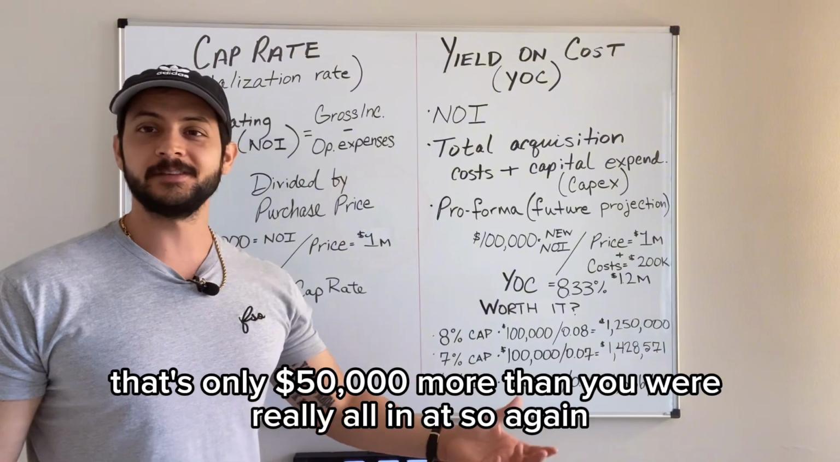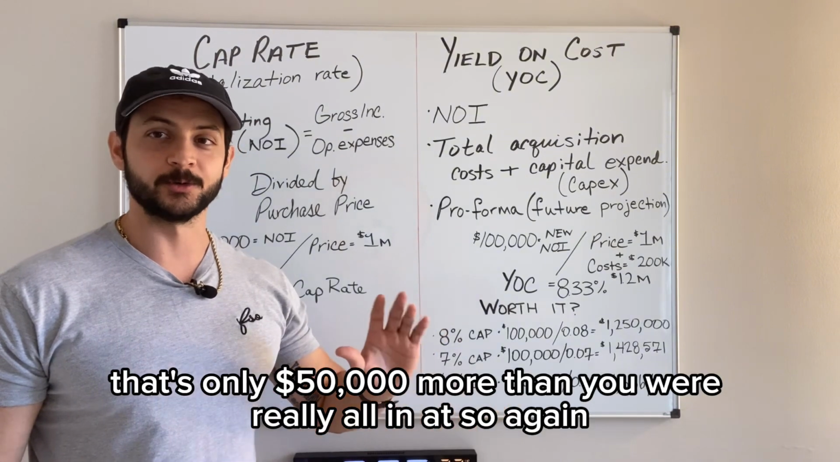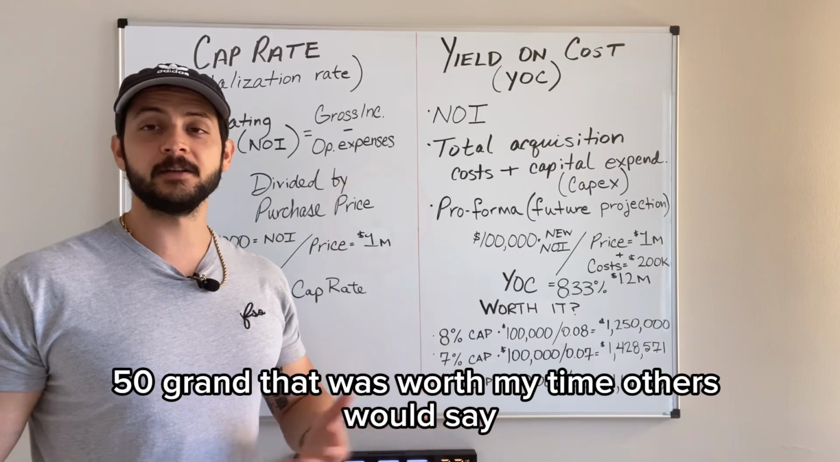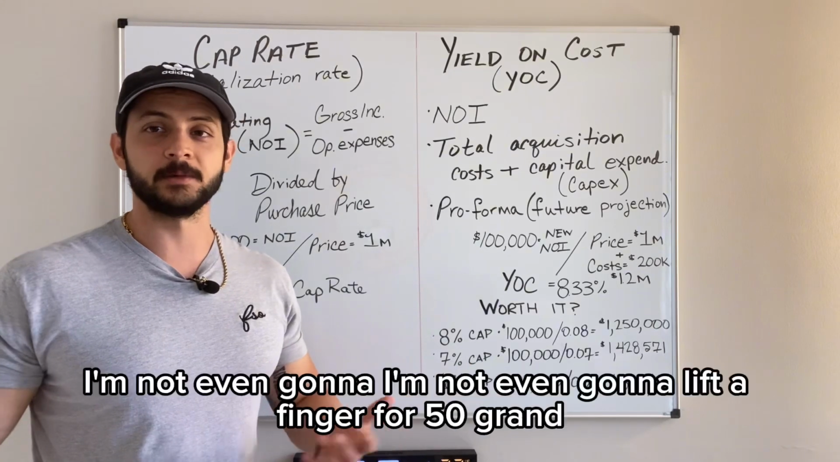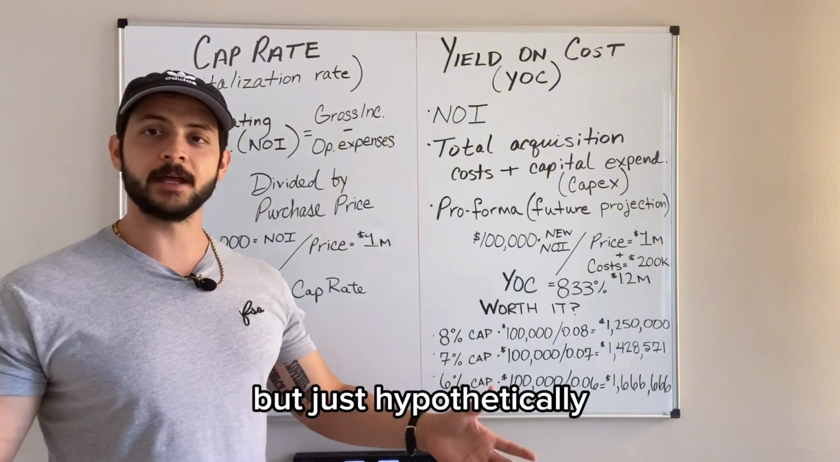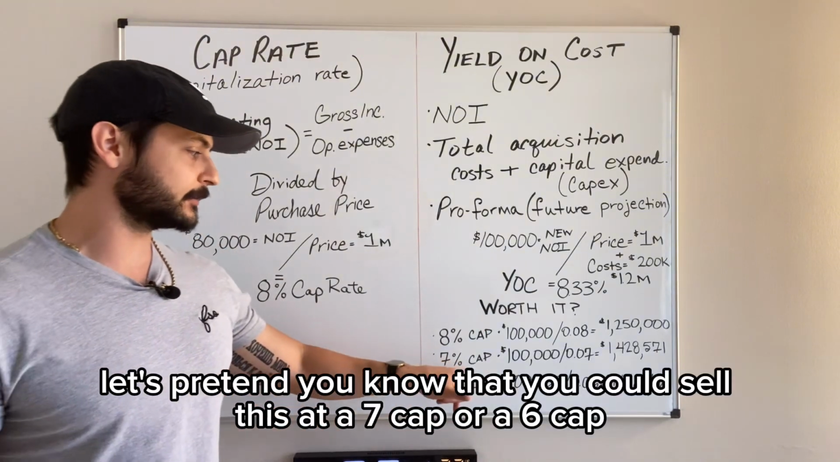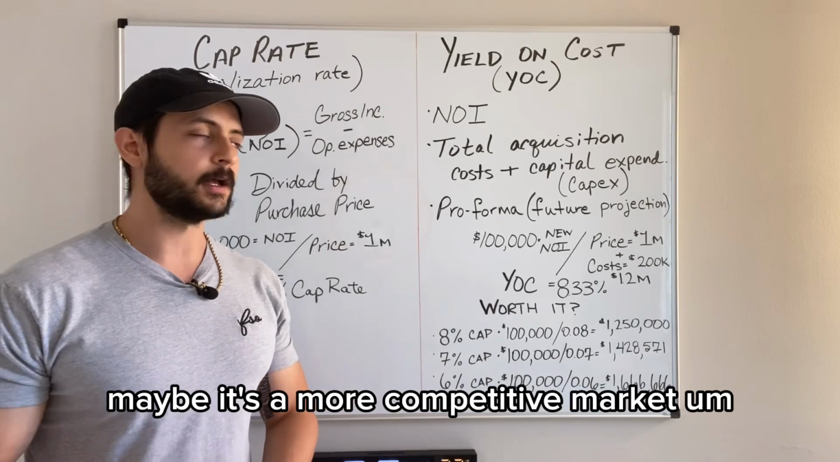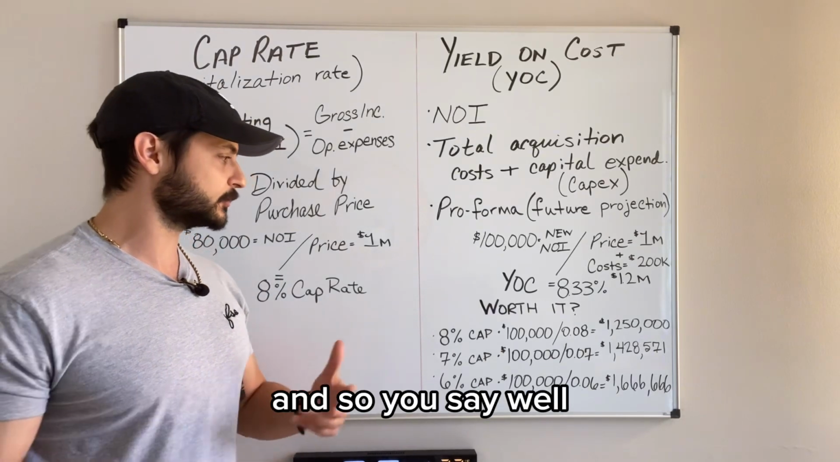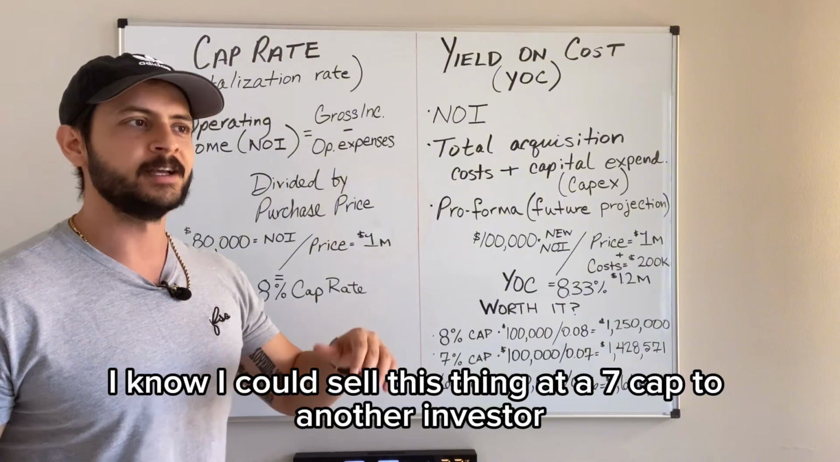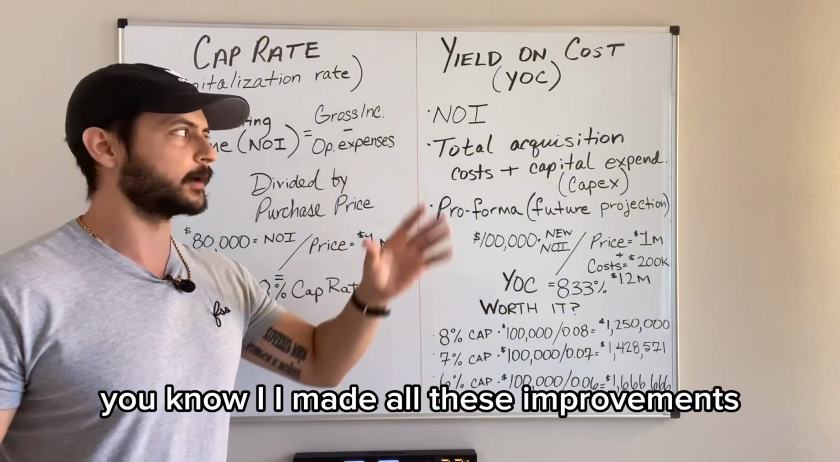Well, that's only $50,000 more than you were really all in at. So again, it's a little subjective. Some people might say, 50 grand, that was worth my time. Others would say, I'm not even going to lift a finger for 50 grand. But just hypothetically, let's pretend you know that you could sell this at a 7 cap or a 6 cap. Maybe it's a more competitive market. And so you say, well, I know I could sell this thing at a 7 cap to another investor. It's a little more stable. I made all these improvements.